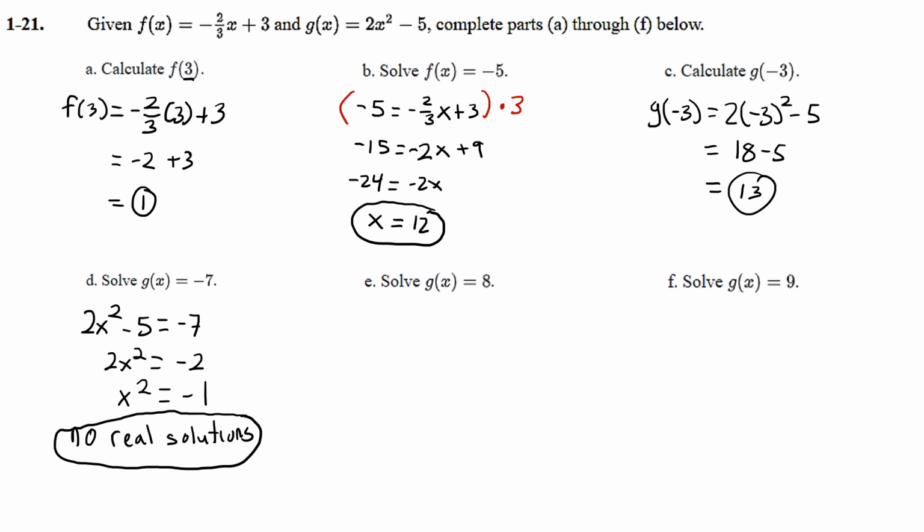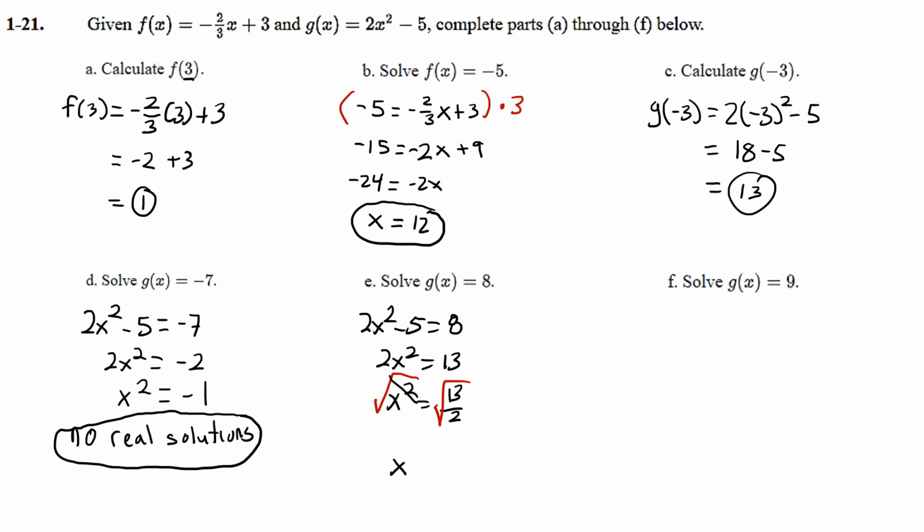Okay, g of x equals 8. So we'll do it again. 2x squared minus 5 is now going to equal 8. We're going to add 5 to both sides, which gives me 13. I'm going to divide both sides by 2, and leave that as 13 over 2. That's positive, so to undo the squaring, we're going to square root. Here's a big idea. These cancel.